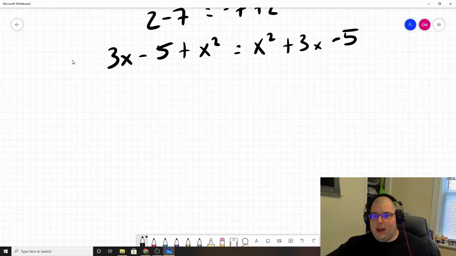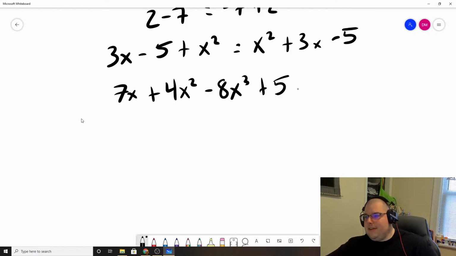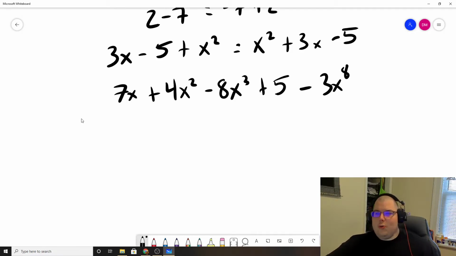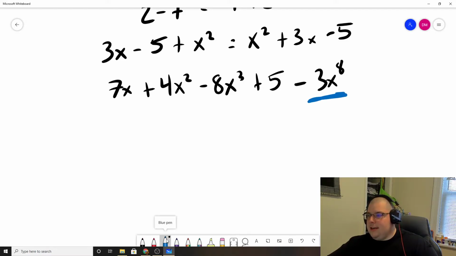And so when I have a polynomial, for instance, 7x plus 4x squared minus 8x cubed plus 5 minus 3x to the 8th, the way this is currently listed, it's hard to find the largest exponent first, which will cause the greatest change in the way the graph looks. I want to order it so that I can see the largest exponent first. And so that largest exponent is this x to the 8th.